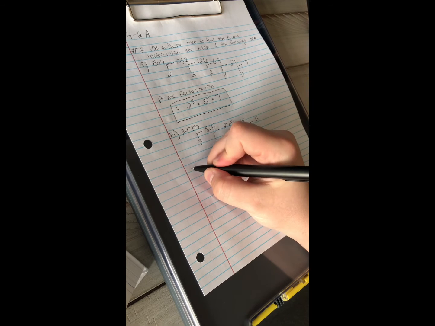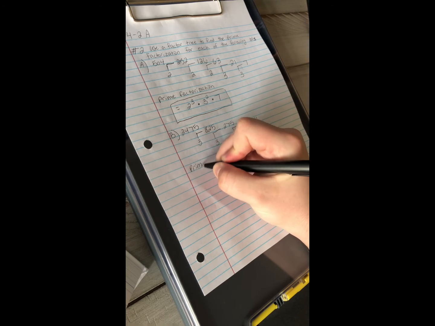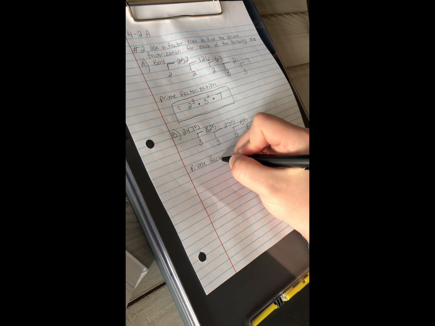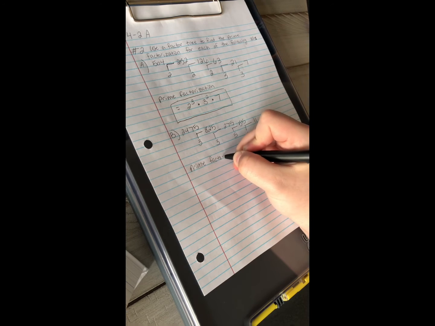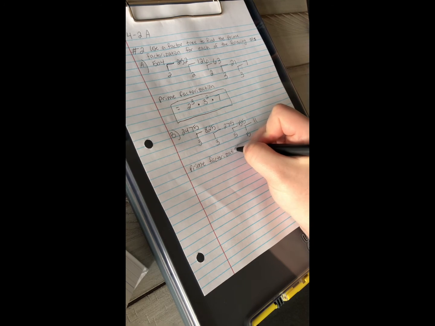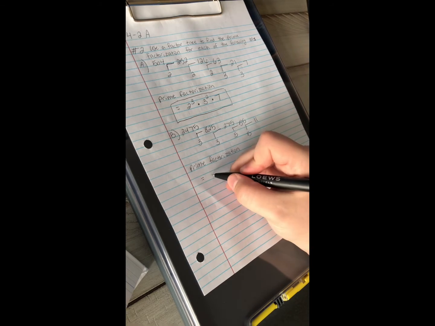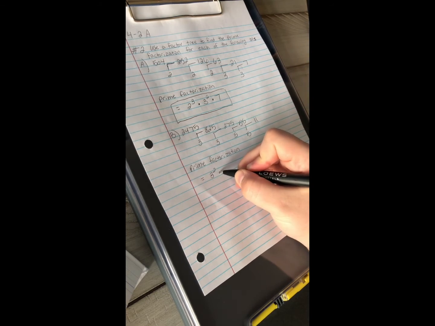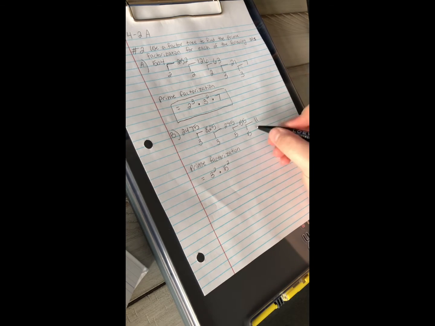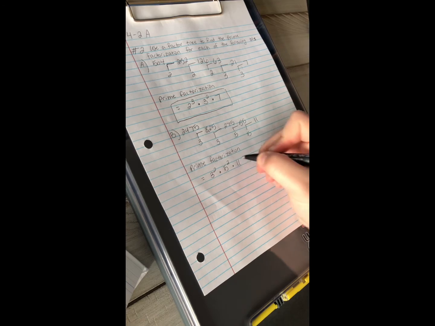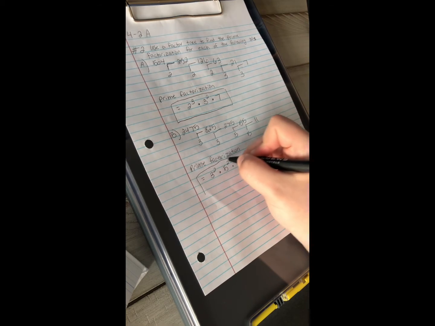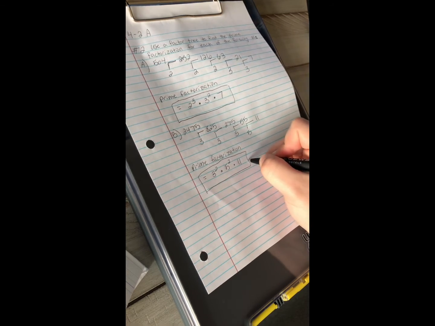So to write this prime factorization, it will look like 3 squared times 5 squared times 11. And that is our answer for part B.